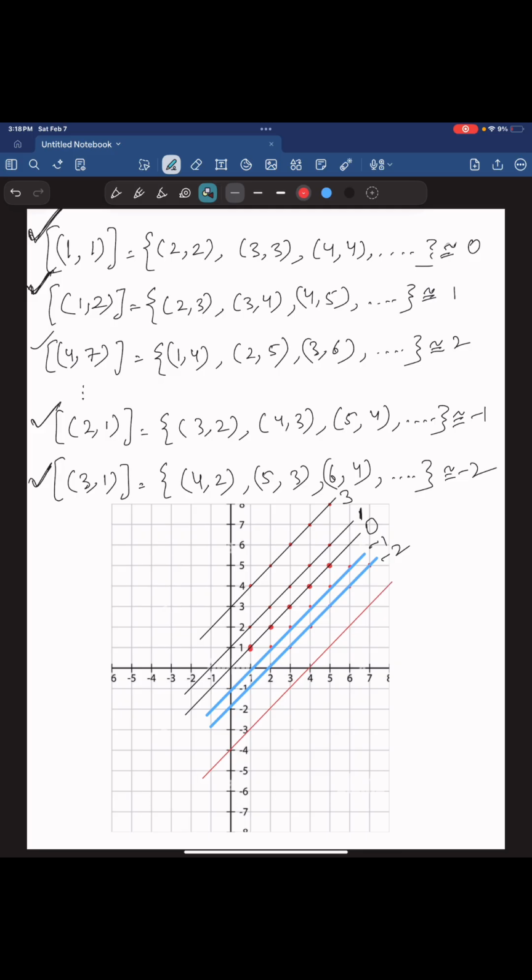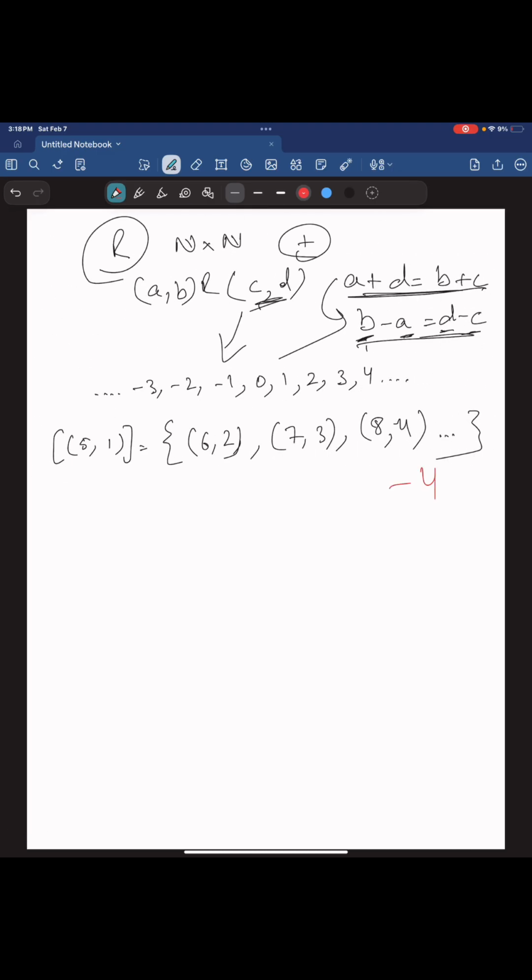Something like this. And this represents -4. See, this equivalence class represents -4. How crazy is this? Natural numbers, a relation defined on natural numbers based on just addition, gives us the entire set of integers.